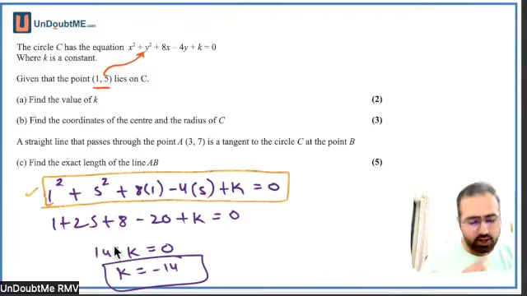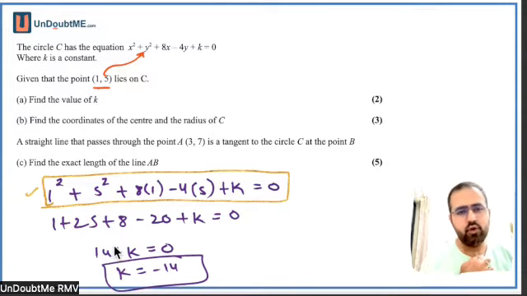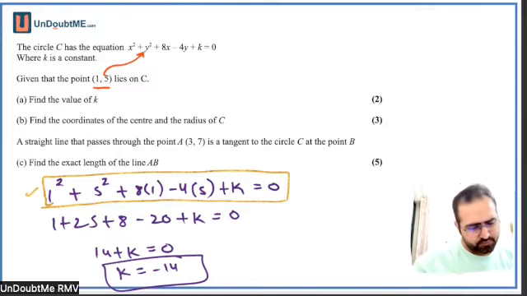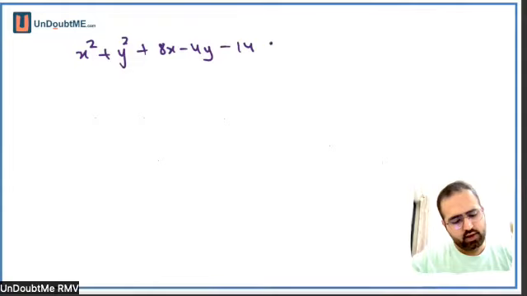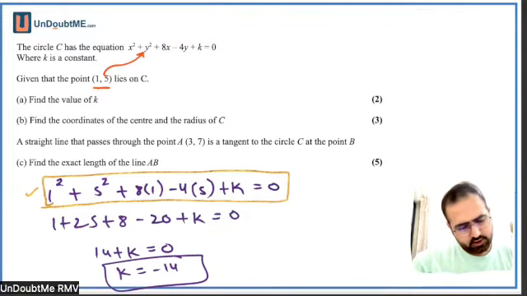After getting the k value, we have to do the completing the square because it is of 3 marks. Okay, so we cannot directly compare. That's what I was checking. Okay, so I'll show you the steps. x square plus y square plus 8x minus 4y minus 14 is equal to 0.